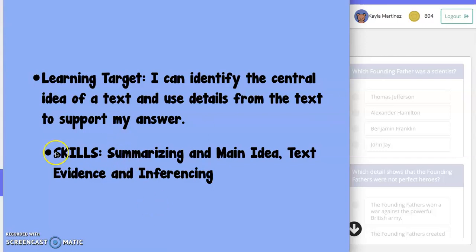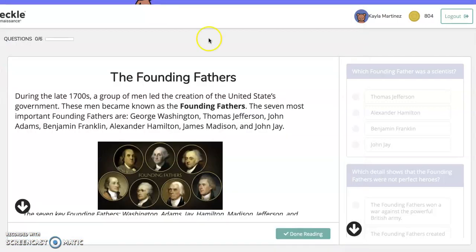And to do that, our skills that we're going to be using are being able to summarize, come up with the main idea, use our text evidence, and our inferencing skills. So those are the big ones that we're going to be looking through today. All right, so let's go ahead and get started.